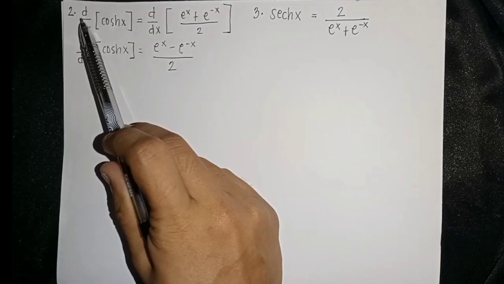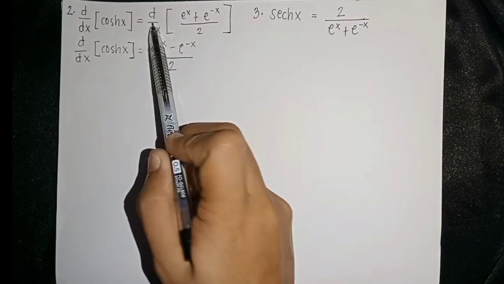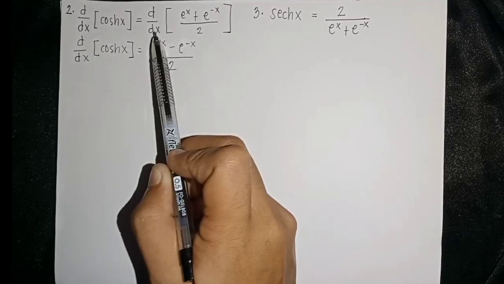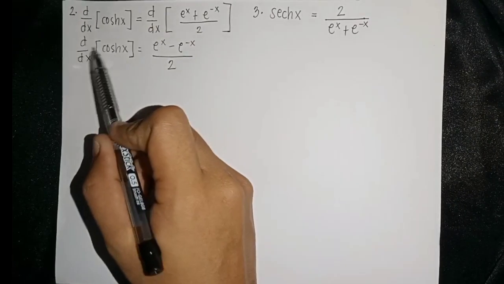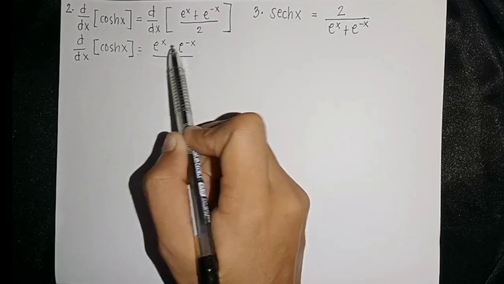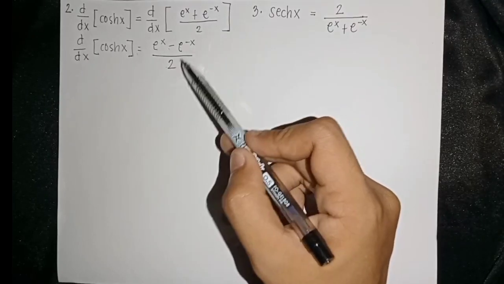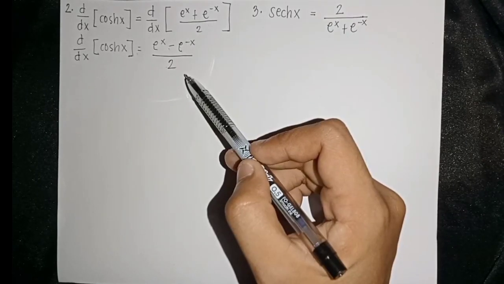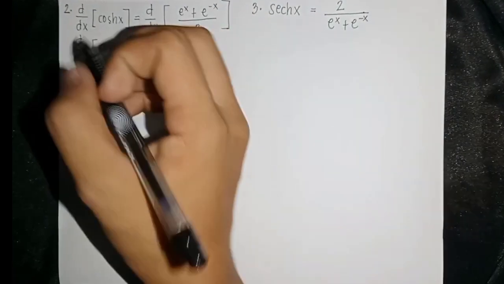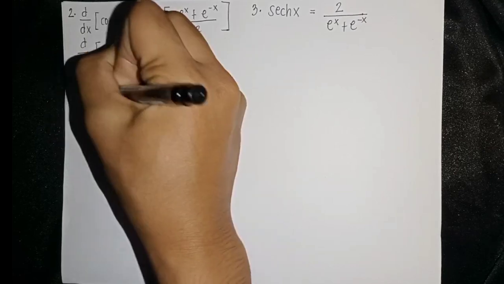The second one is the derivative of hyperbolic cosine x with respect to x, which is equal to the derivative of e raised to x plus e raised to negative x all over 2. So, the derivative is e raised to x minus e raised to negative x all over 2. We all know that the derivative of e raised to x is equal to e raised to x, and the derivative of e raised to negative x is equal to negative e raised to negative x.